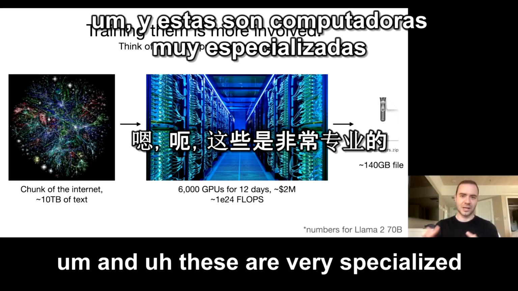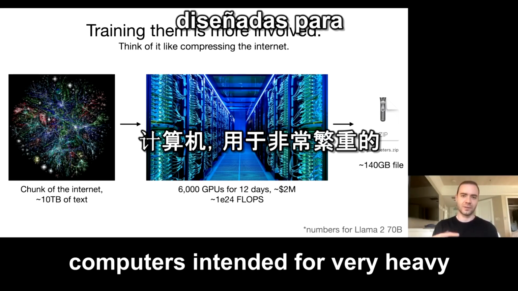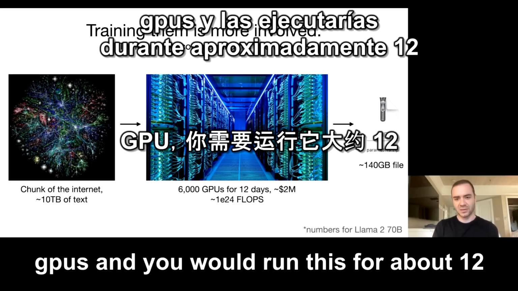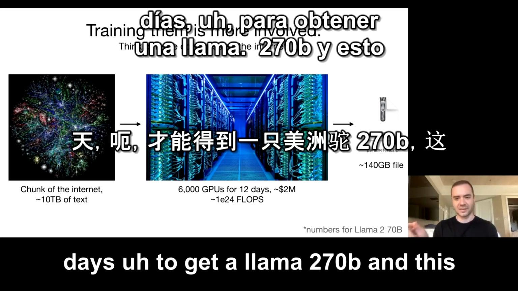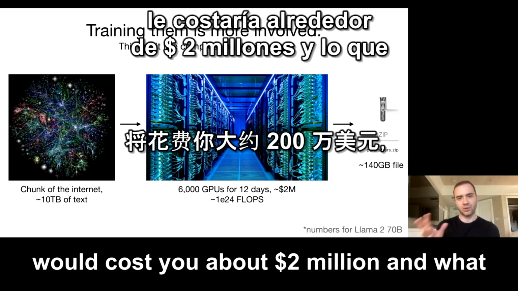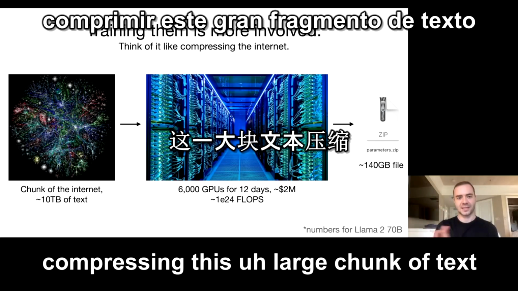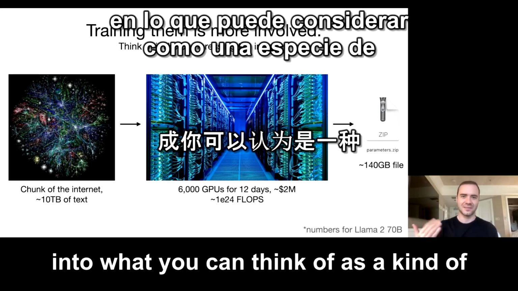These are very specialized computers intended for very heavy computational workloads like training of neural networks. You need about 6,000 GPUs, and you would run this for about 12 days to get a Llama 2 70B. This would cost you about $2 million. What this is doing is compressing this large chunk of text into what you can think of as a kind of zip file.